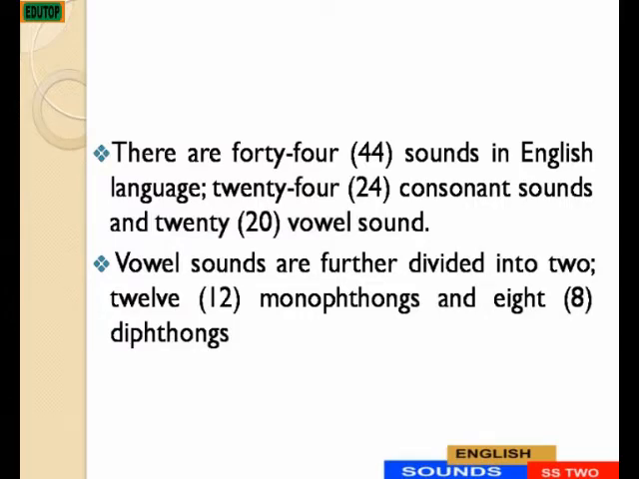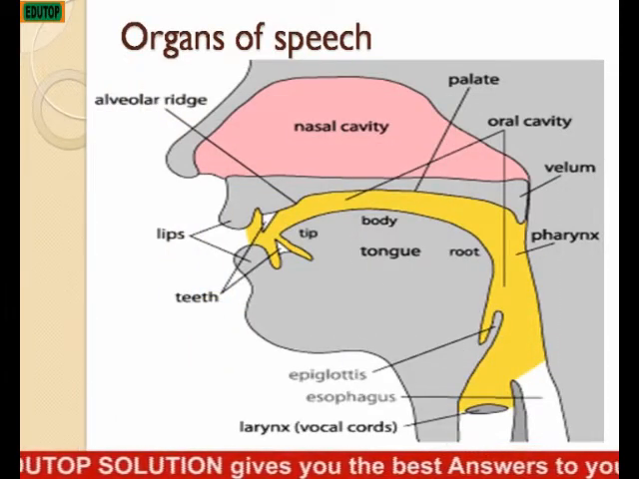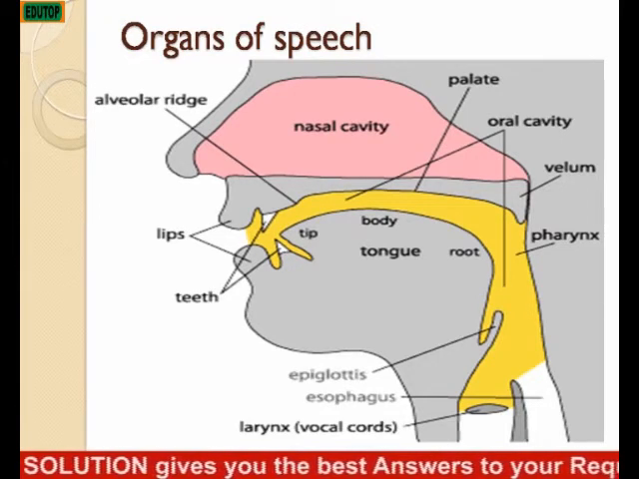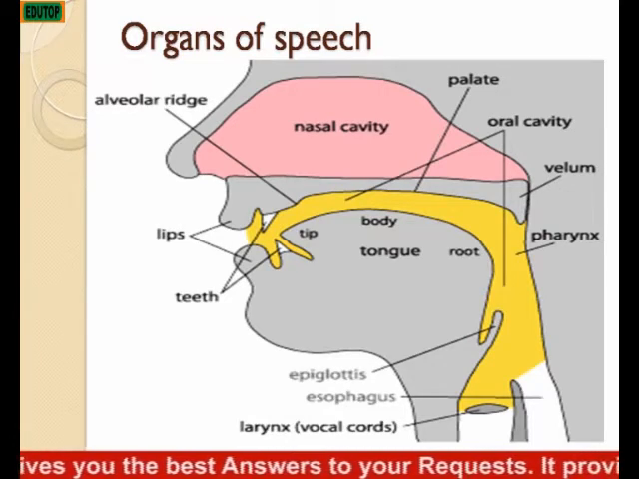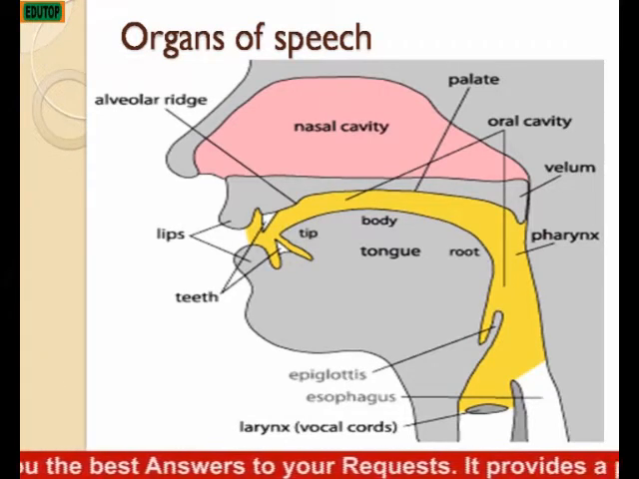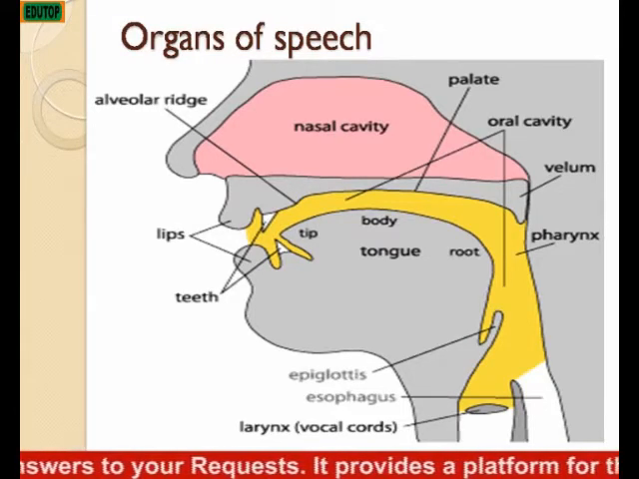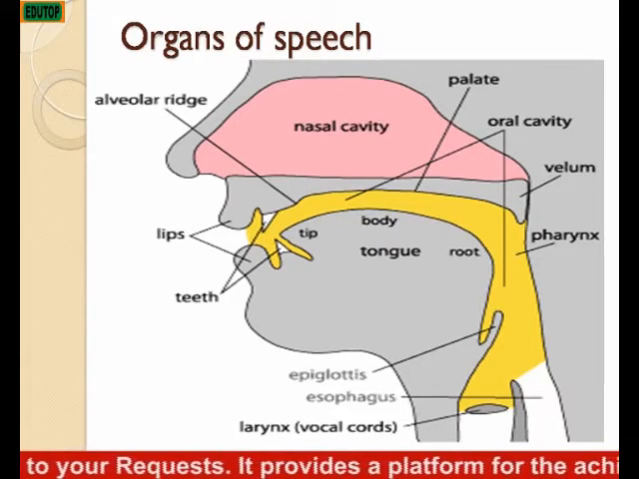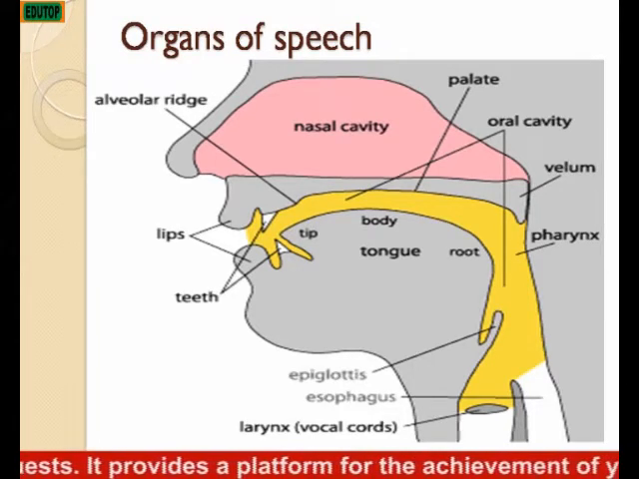Now let's look at the organs of speech. There are some organs of the body that are responsible for the speech we produce. It starts with the lungs, the lips, the teeth, the palate, the tongue, the oral cavity, nasal cavity, the pharynx. We have the larynx, that is the vocal cord, and some other parts of the body.